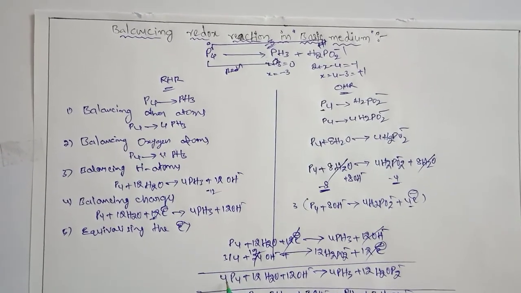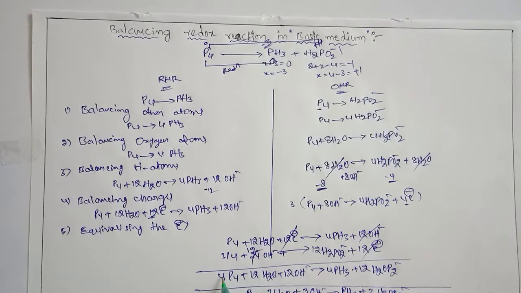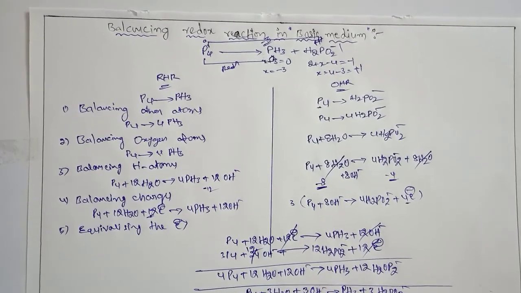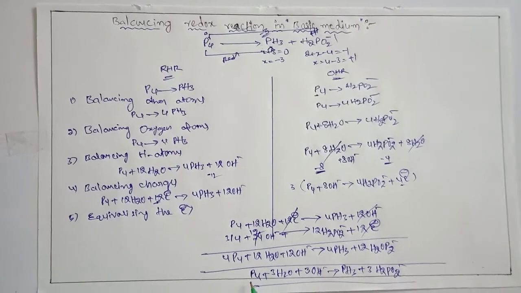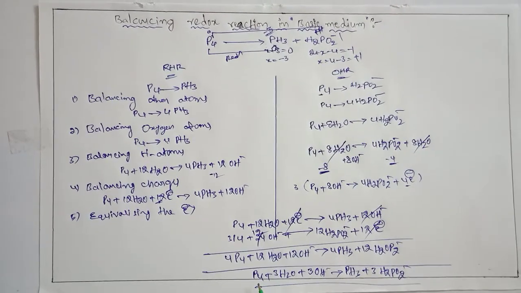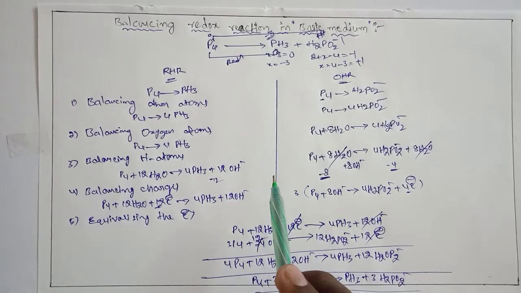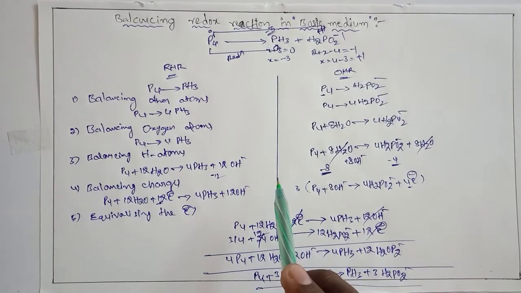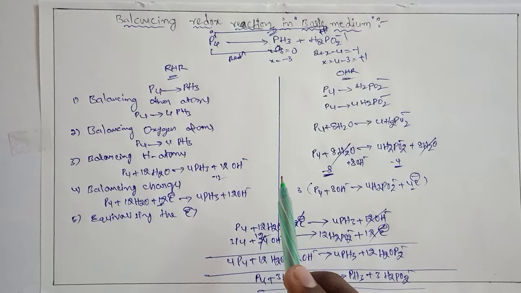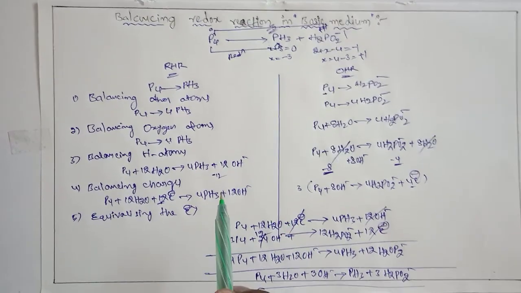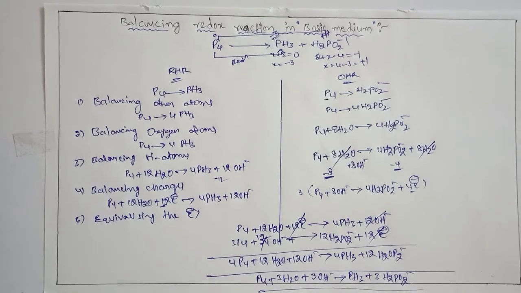This is also a balanced equation, but comparatively the first one, this is the simplest form of the balanced equation. So this is the balanced equation in basic medium. The only difference between acidic medium and basic medium is in the balancing of hydrogen atoms. Okay, thank you.